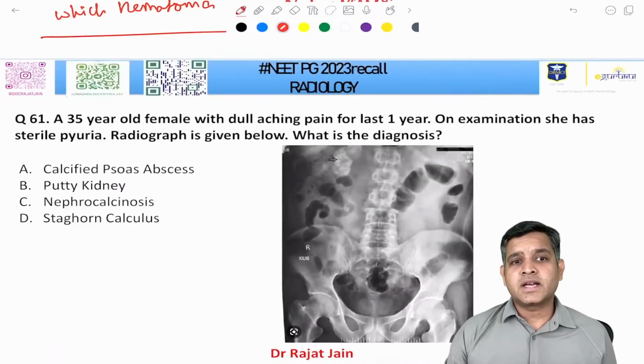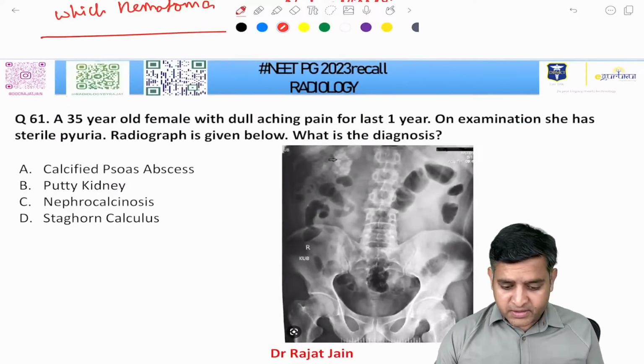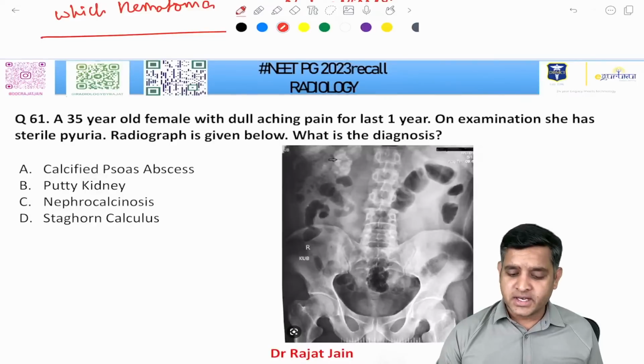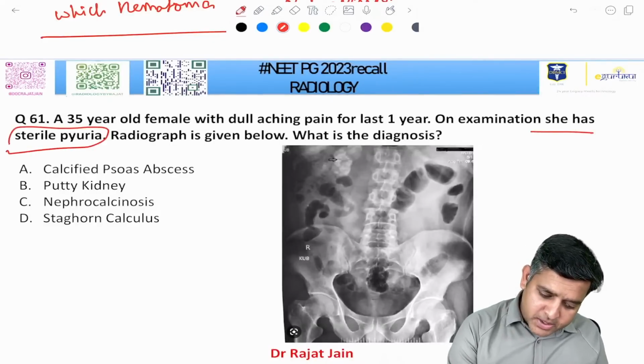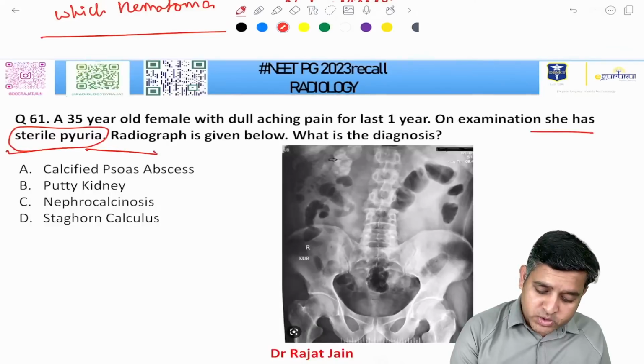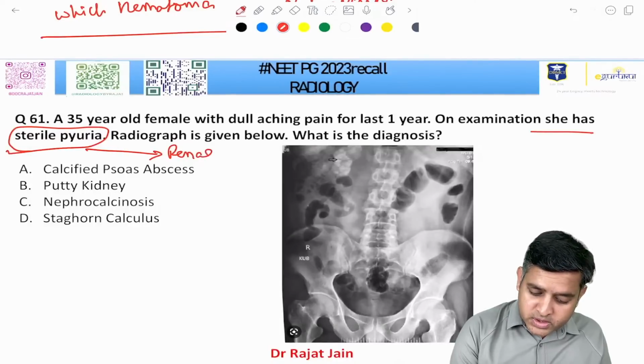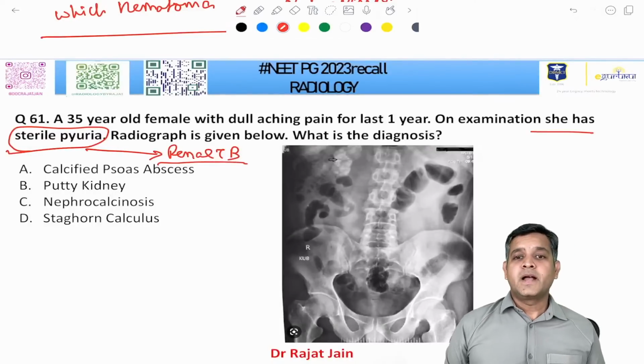61. A 35-year-old female with a dull aching pain for the last 1 year. On examination, she has sterile pyuria. Sterile pyuria किसमें होता है? Renal TB में होता है, right? Renal TB. And what do you see?